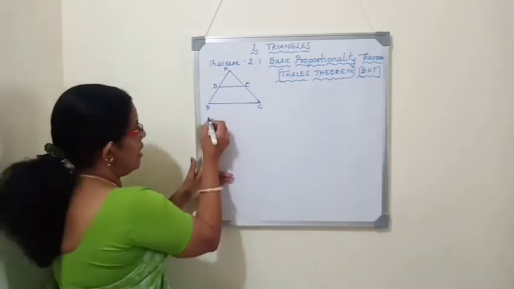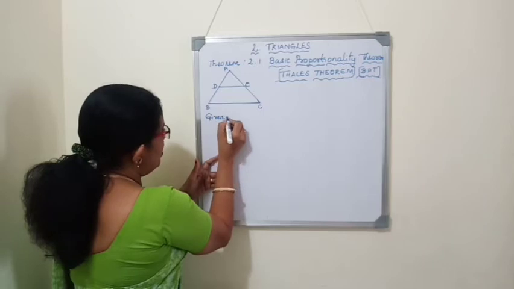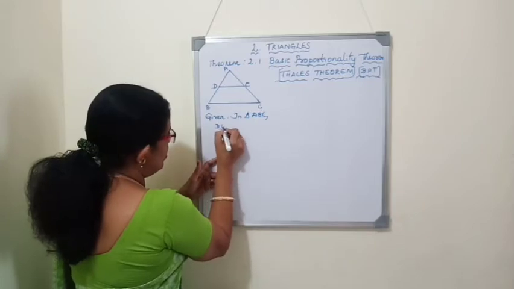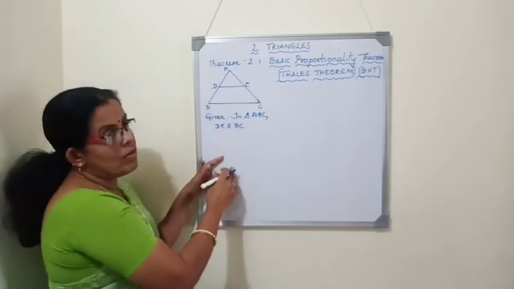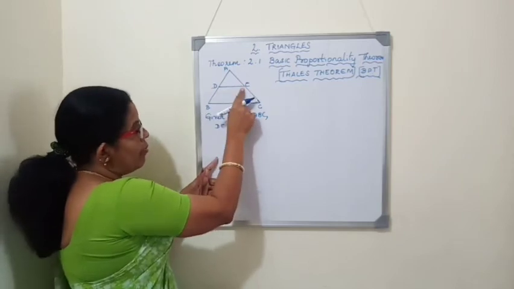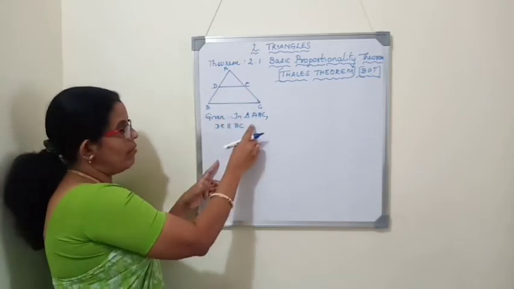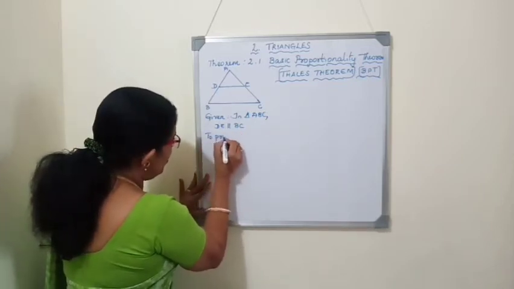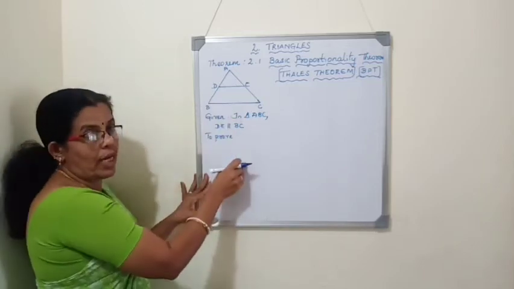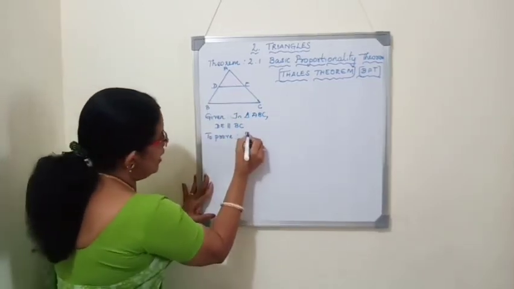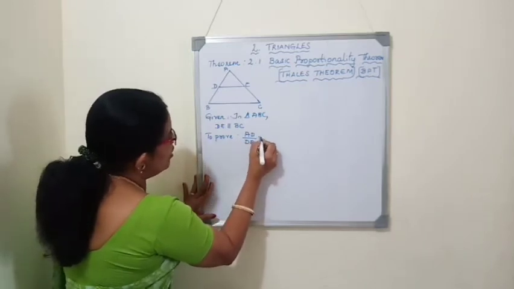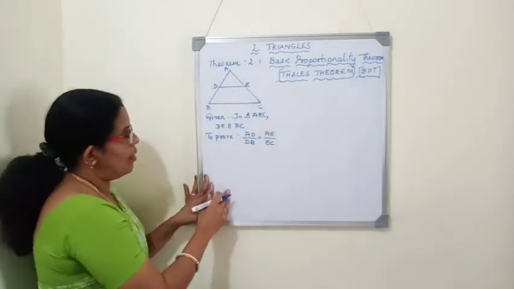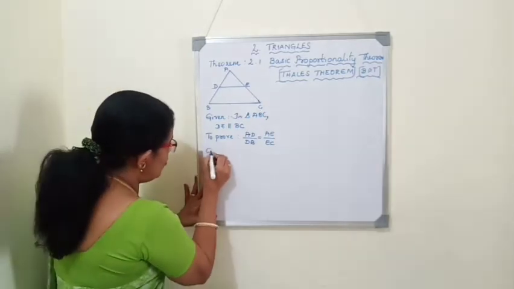So what we will write here as given: Given, in triangle ABC, DE parallel to BC. So, if in any triangle we draw a line parallel to one side of a triangle, that is given. In triangle ABC, DE parallel to BC, we have to prove that the line divides the other two sides in the same ratio, that is, AD by DB is equal to AE by EC. It's a very small theorem and a very important theorem. Now for proving this theorem, we have to do some construction.